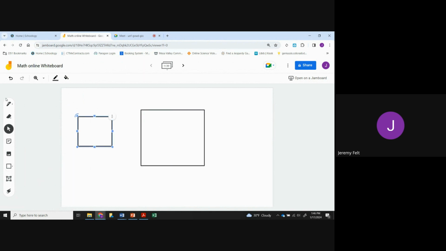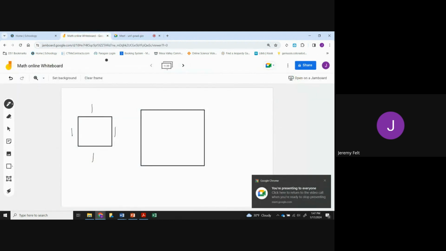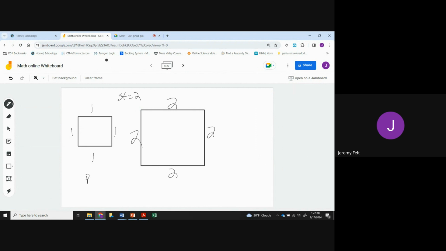All right, so let's look here. Let's say this is a 1 by 1 by 1 by 1 square. This one, we had a scale factor of 2. So SF, scale factor. The perimeter of this one, pretty simple, 1 times 4, it's 4. This one, 2 times 4, which is 8. So 4 times our scale factor, 2, equals 8. So the perimeter just went up by the scale factor.